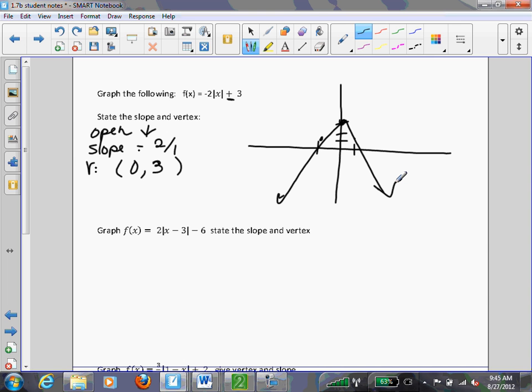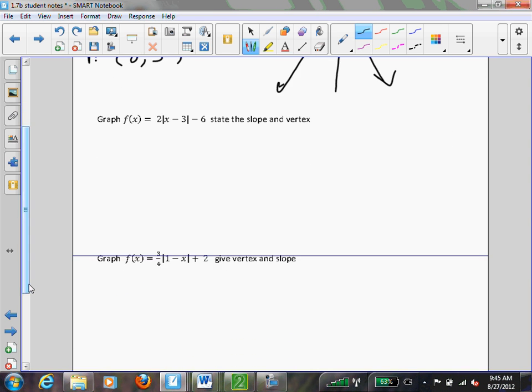Would the dotted line be the y-axis? Yeah, the axis of symmetry. Yeah, you don't have to draw it, but yeah. Okay, all right. Here we go.